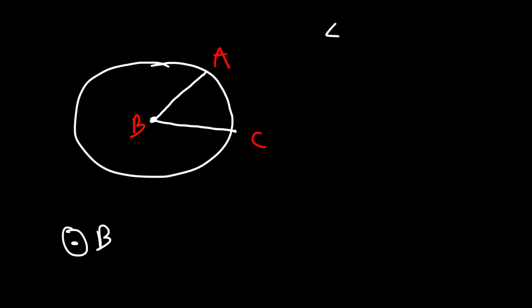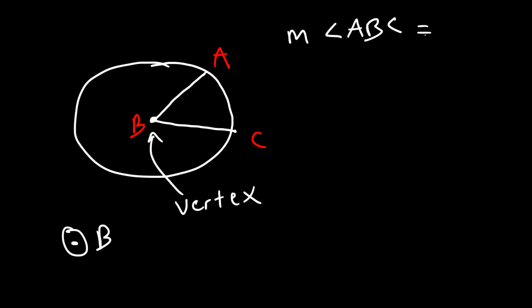Now, let's talk about arcs and central angles. So let's say that point is the center. So let's call this A, B, C. So we have a circle with center B. Now, angle ABC is known as a central angle because the vertex is on the center of the circle. So B is the vertex. Now, you need to know that the measure of a central angle is equal to the measure of the intercepted arc. So angle ABC and arc AC have the same measure. So let's say that angle B is 60. That means that arc AC is also 60 degrees.